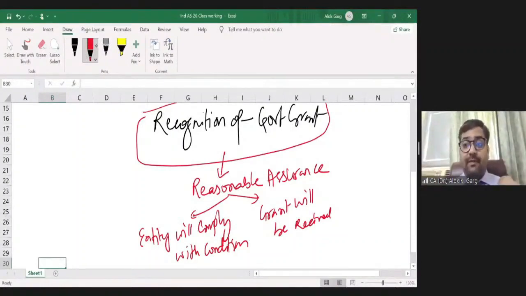Okay, so we have received the money. Can we recognize a government grant? Shraddha, Tejal, what to do? Fernandez, what to do? What to do this?